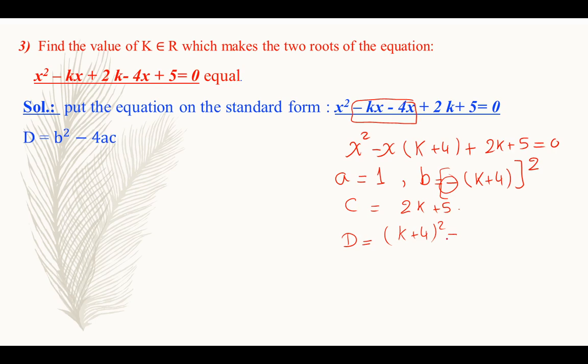Which is equal to k squared plus 16, and the third term, first times second times 2, equals 8k. All of this is equal to b squared minus 4 multiplied by a, which equals 1, multiplied by c, which equals 2k plus 5. Let's solve it together again by using the PowerPoint, step by step.